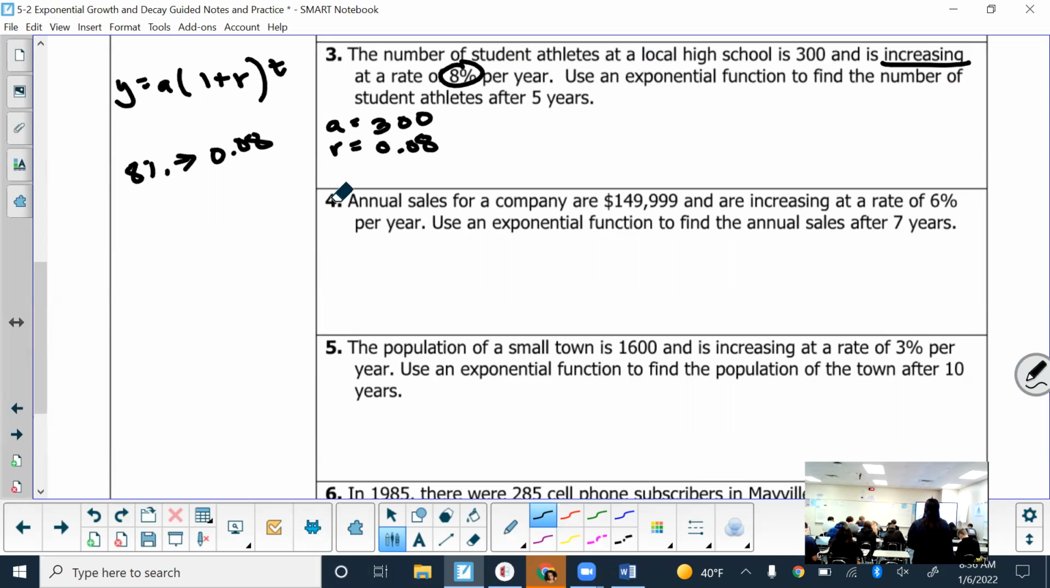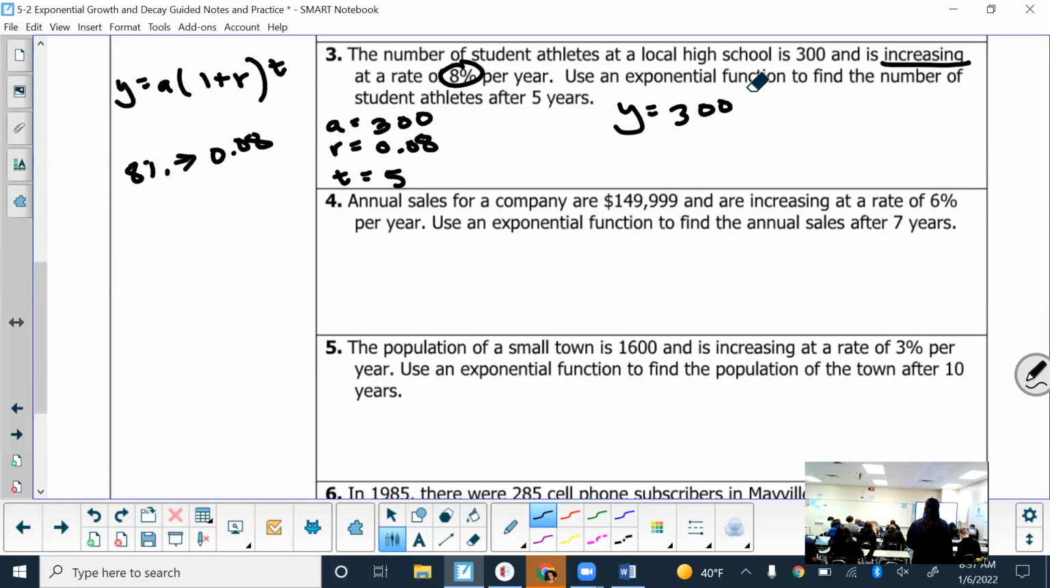And then the t for time, what's the time frame? 5 years. So I know there's probably not a lot of work that you have to show, but on your practice, at least like do this. All right, I want to see that you're writing the formula, that you're pulling out the important information. It's good practice. All right, then plug it in your formula.